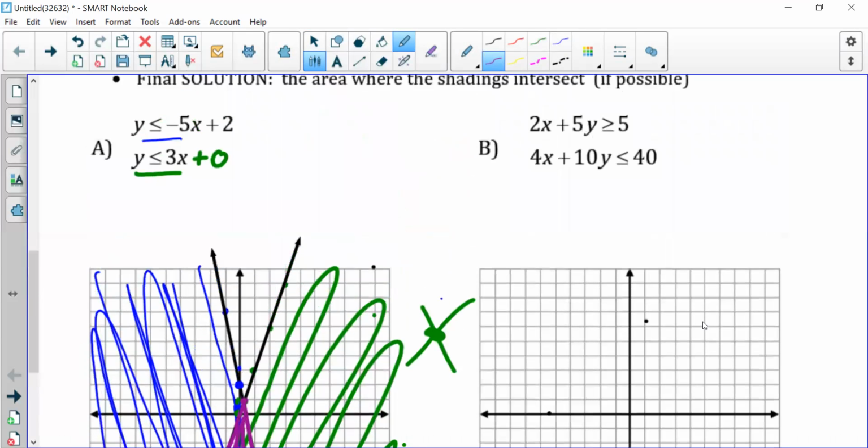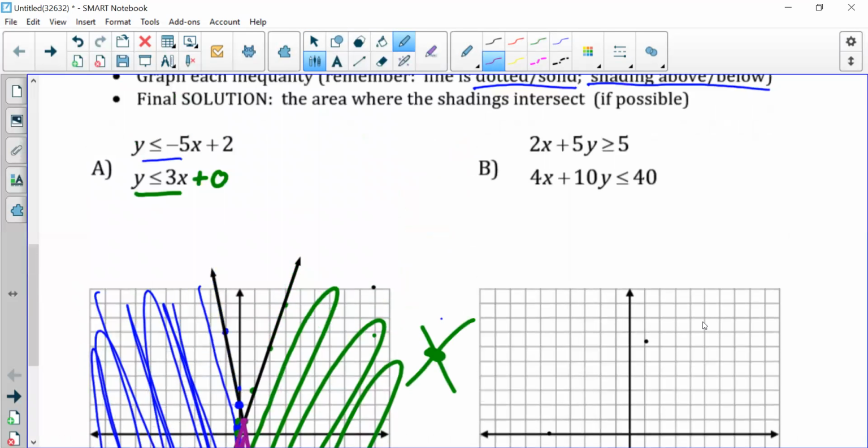2x plus 5y is greater than or equal to 5. There we go. All right, we want to put this in slope-intercept form, so we're going to subtract 2x from both sides. So I have 5y is greater than or equal to negative 2x plus 5. All right, divide both sides by 5. y is greater than or equal to negative 2/5 x plus 1.